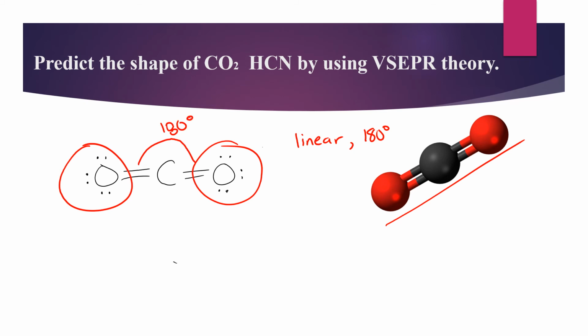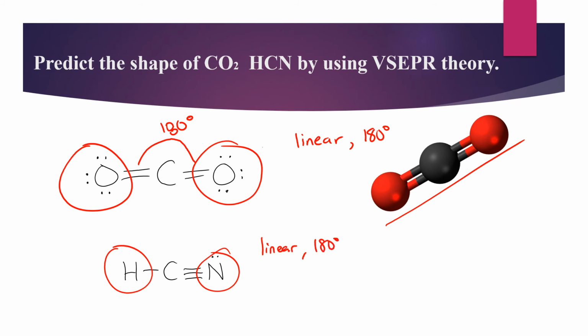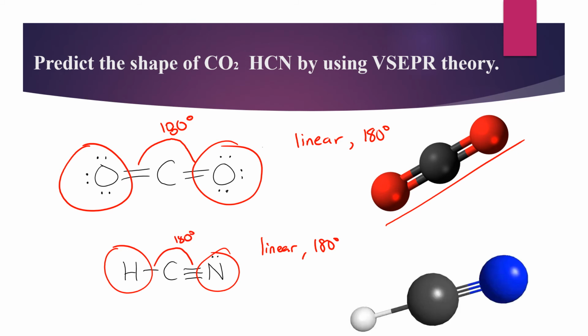Okay, the next one, y'all, HCN. So that's the Lewis dot diagram. Again, I take a look at the central atom and I see that there are two atoms attached to it, no lone pairs. So this would be linear as well. And I can see that it does form a straight line. Let's look at the model. Boom, we are right, a straight line there.